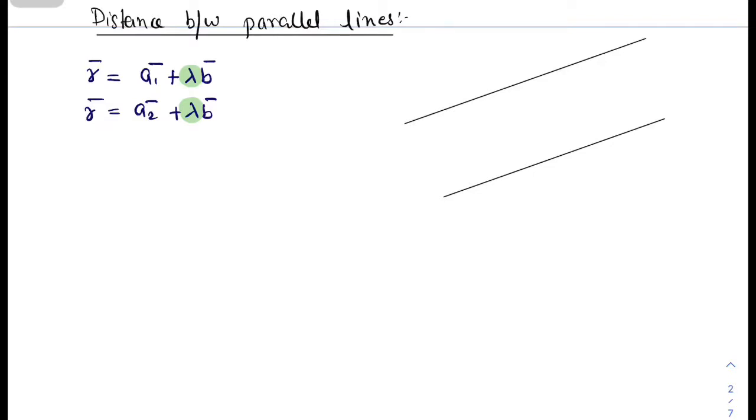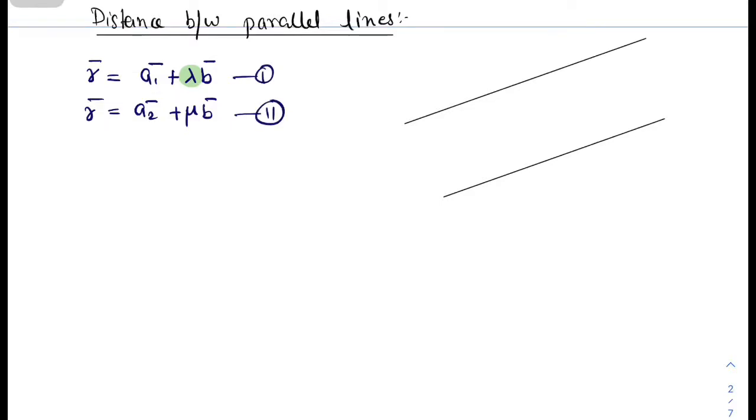Generally we write lambda and mu, some other constant, but if the same is written, if lambda is written in one place and lambda in the other place, this doesn't mean that those two lambdas are the same. Lambda is the parameter, okay, and that is completely different in two different lines. Okay, so this is our first and this is our second line.